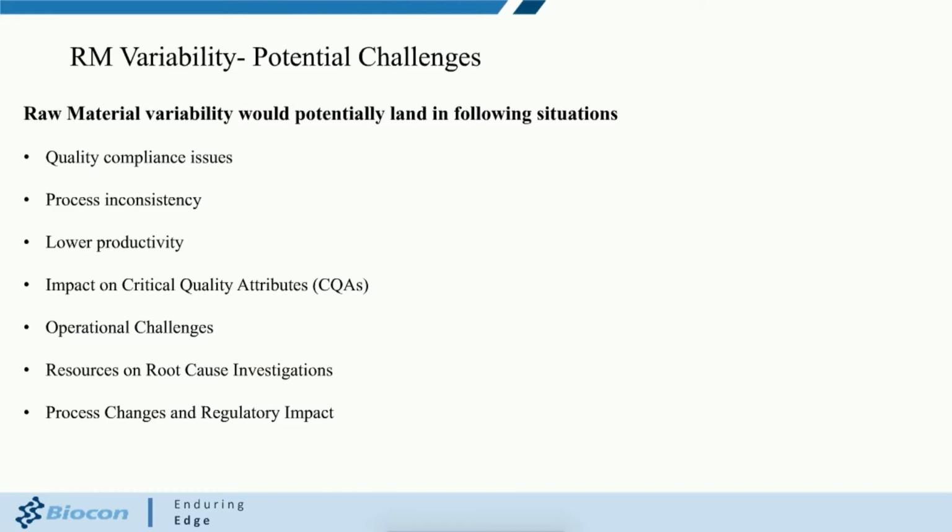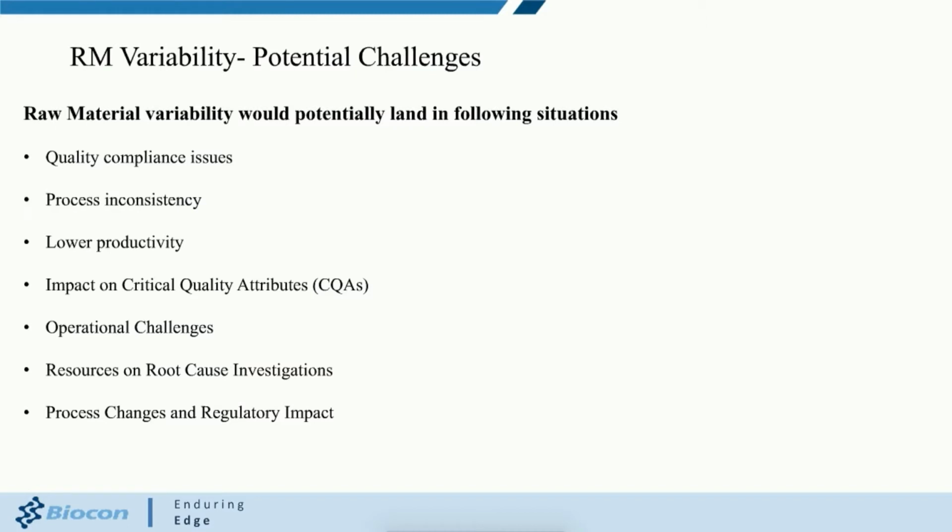Sometimes it can take months to get a root cause if there is a lot of variability, because we use hundreds of raw materials in the process, and attributing it to a single raw material is not an easy job. So you need to have adequate resources for the variability situations.